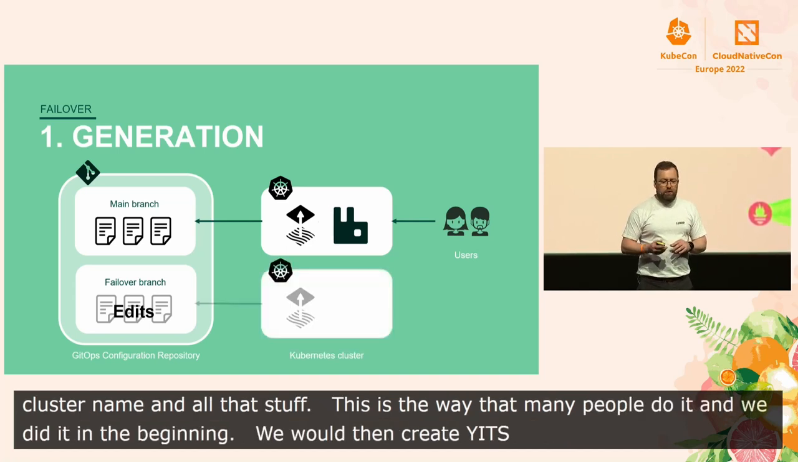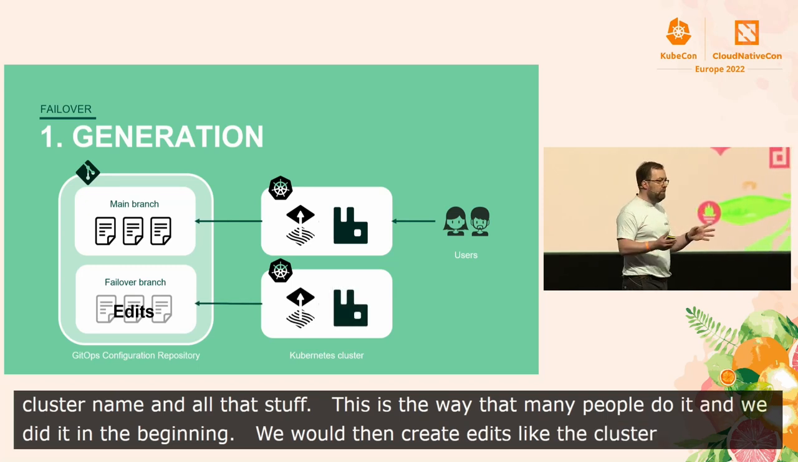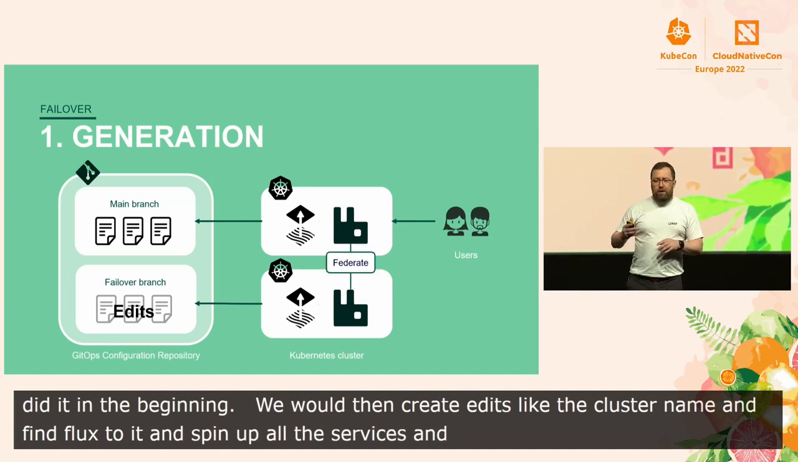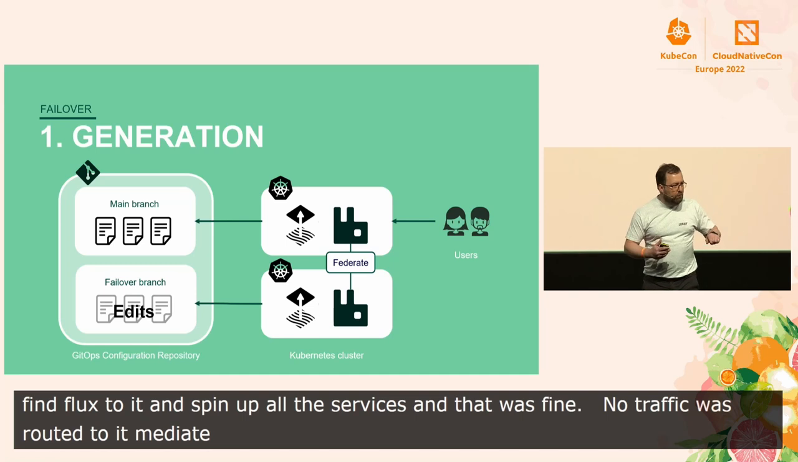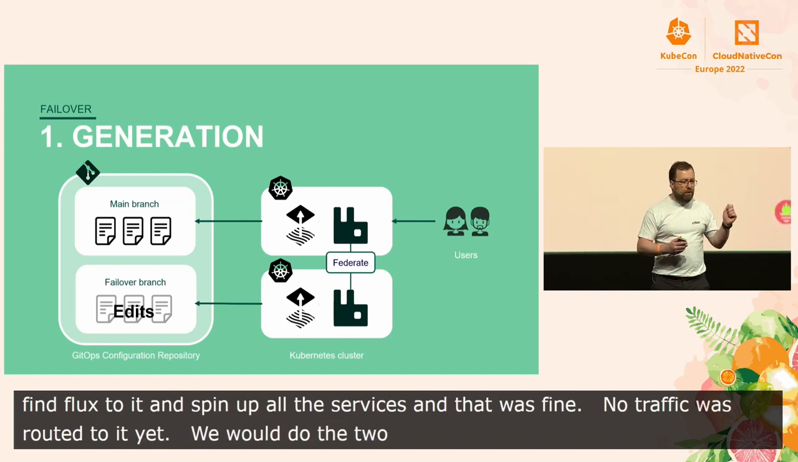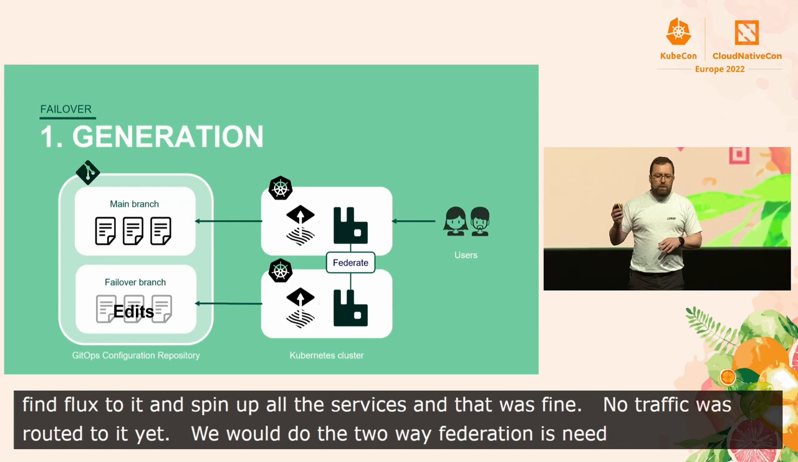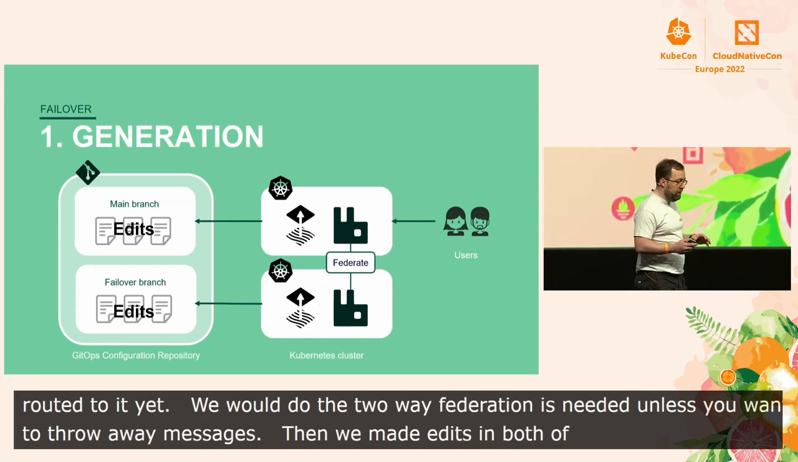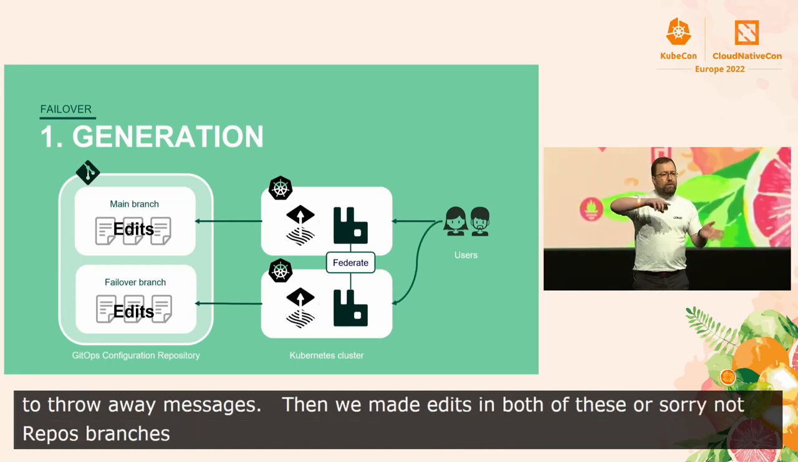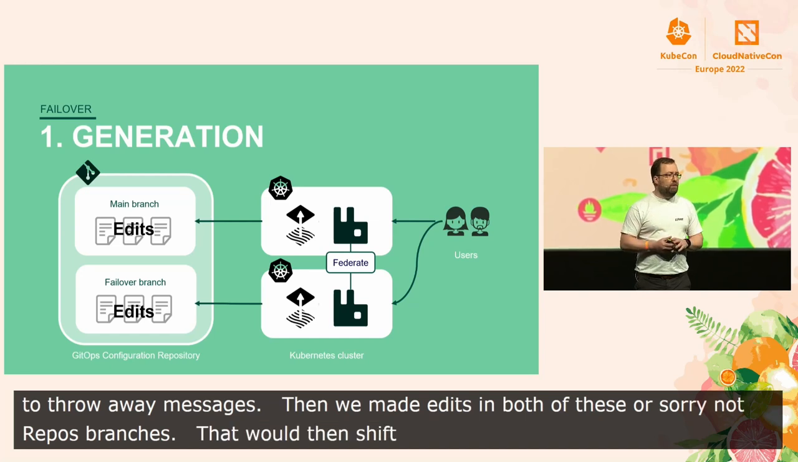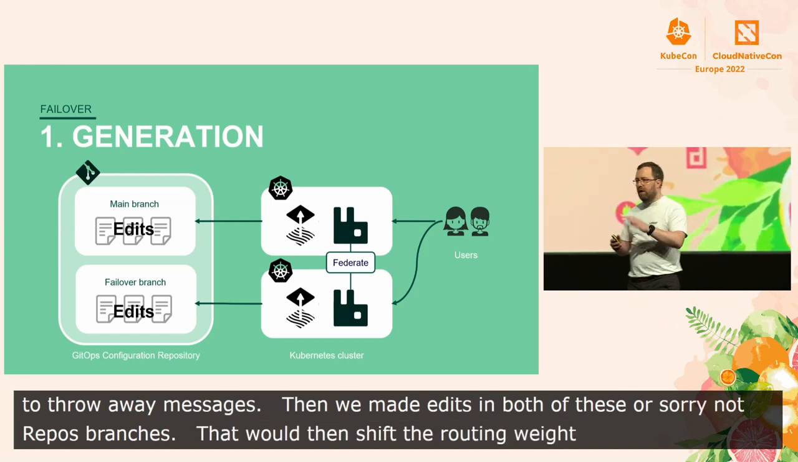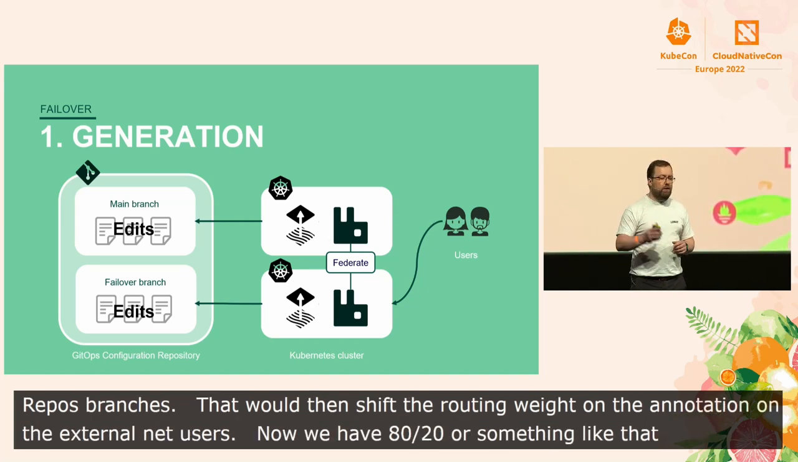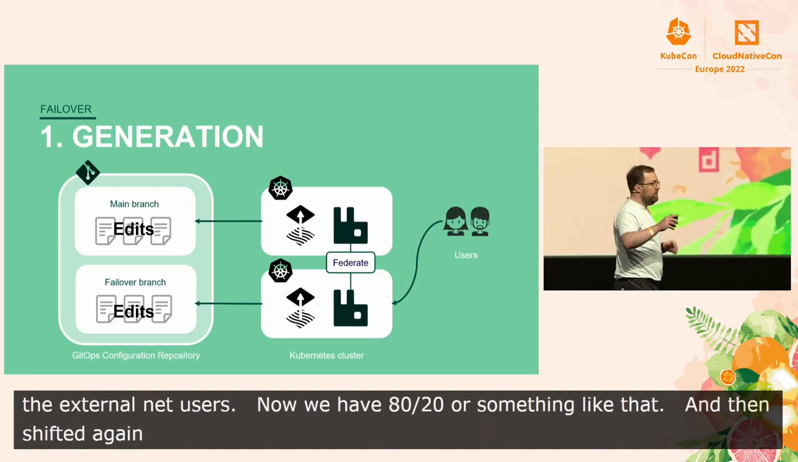We would then spin up another Kubernetes cluster, point Flux to it, spin up all the services. And then that was fine. No traffic was routed to it yet. We would then federate the two clusters. Two-way federation is needed, unless you want to throw away some messages. Then we made some edits in both of these repos, branches. And that would then shift the routing weight on the annotations that external DNS uses. So we now have maybe 80-20 or something like that, and then we can shift it again and again until we actually don't use the old cluster anymore.